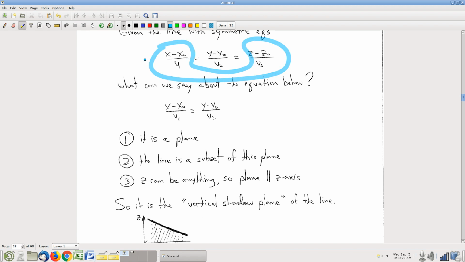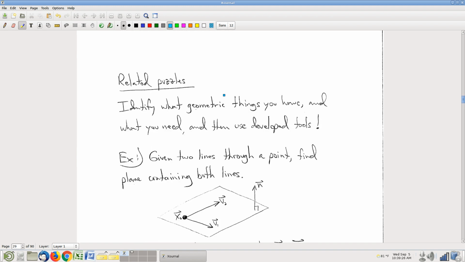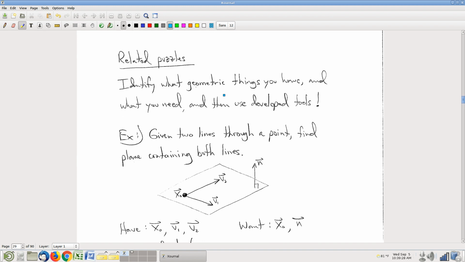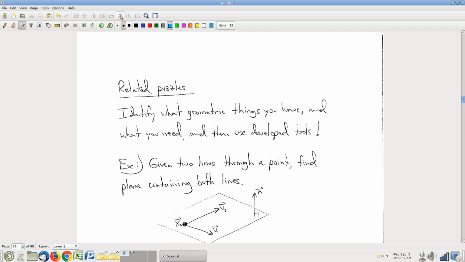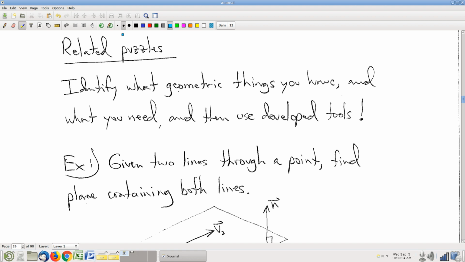That's something to think through. Okay, so here's a bunch of what I'm going to call related puzzles. Y'all are going to notice this very, very quickly when you get to the exercises for this section. And there's going to be a bunch of questions like this. Hey, here are two lines that go through a given point. Find the equation of the plane that contains both of those lines.